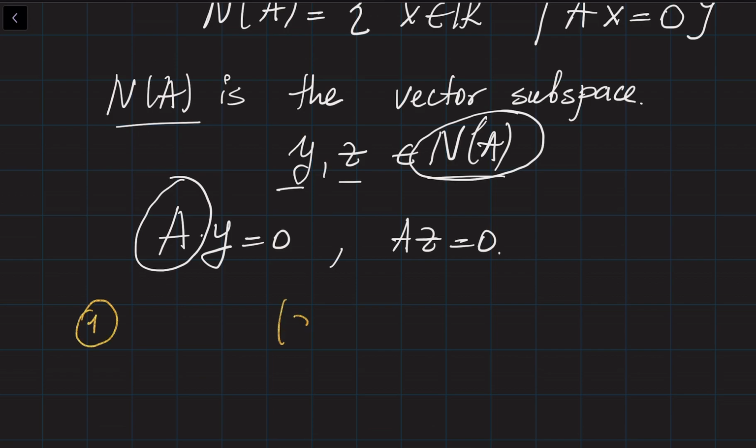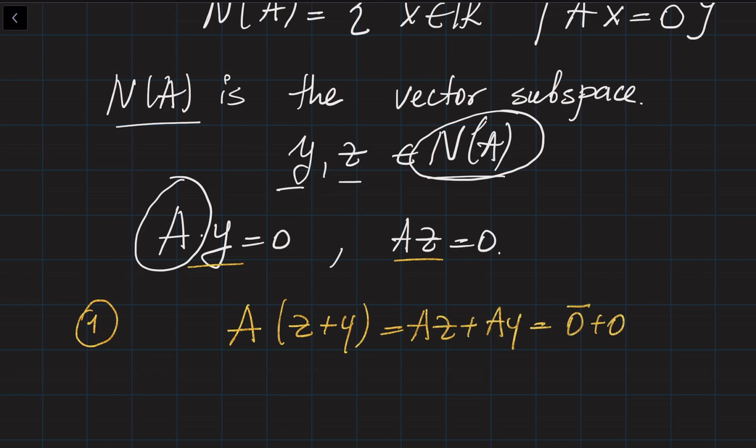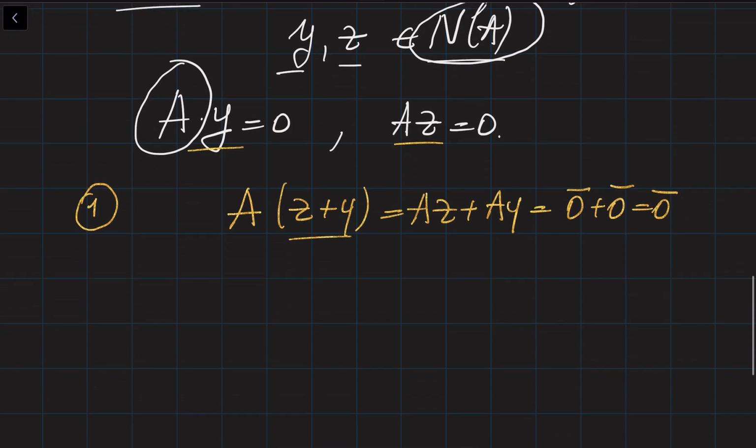So you take any two vectors from the null space, and we can check. They make this multiplication equal to 0. So in this case, AY is equal to 0, AZ is equal to 0. And now I would like to check whether A times the summation of these two vectors is equal to 0 or not. And obviously it is 0, because I can just open the brackets. It's going to be AZ plus AY, which is the 0 vector plus the 0 vector, equal to the 0 vector.